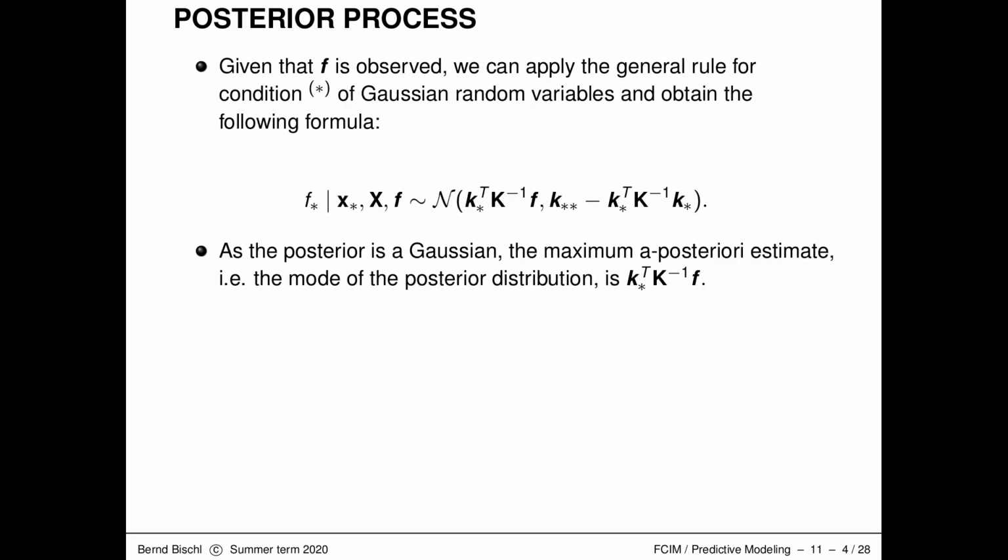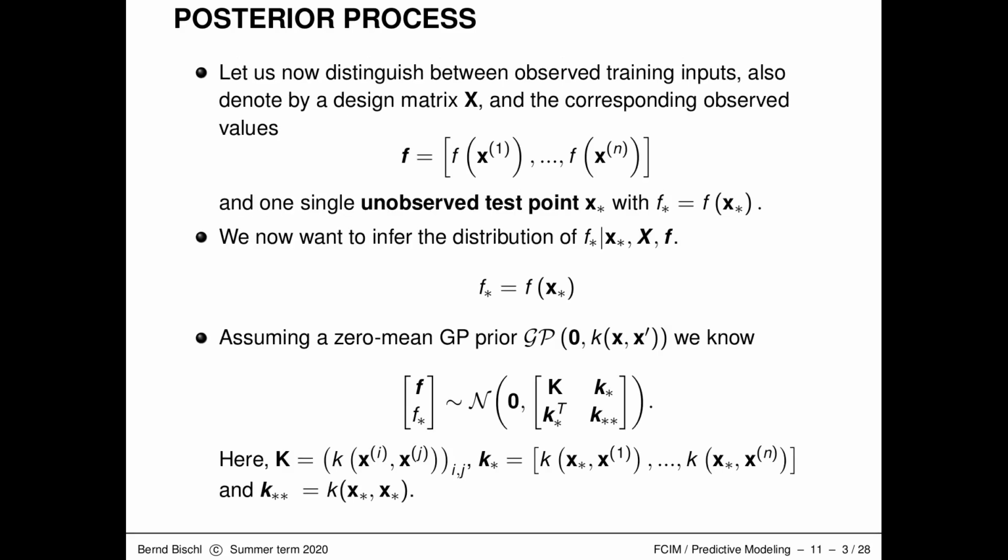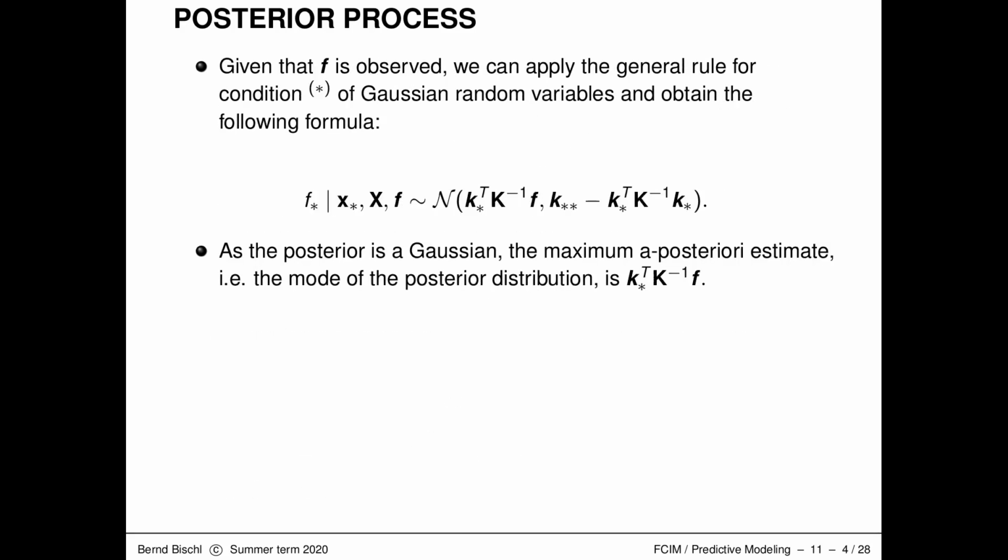Okay, so given that our outcome vector f at the training data points is observed, we can now apply the general rule for conditioning of Gaussian random variables and obtain the following predictive formula for the predictive distribution of f of x star. So this will look like this.